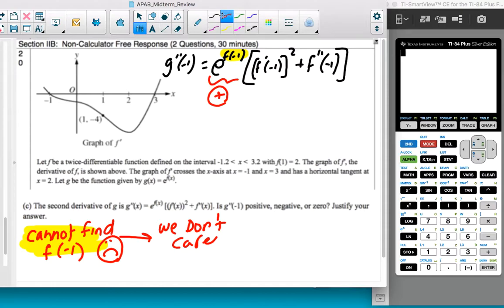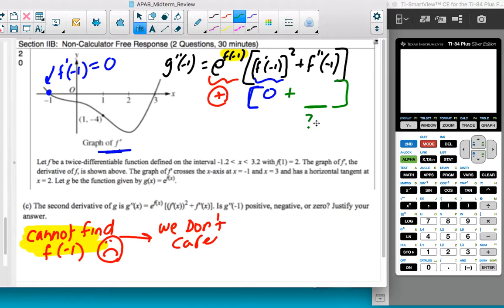Great. The second piece of information is this f prime of -1. Well, this graph is the graph of f prime. So f prime of -1 is 0. So this guy is definitely 0. So really, all of this problem is going to boil down to what sign this guy is. Because this is a positive number times whatever this number is. And if f double prime of -1 is positive, my answer is going to be positive. If f double prime of -1 is negative, my answer is going to be negative. So we really have to figure out what f double prime of -1 is.